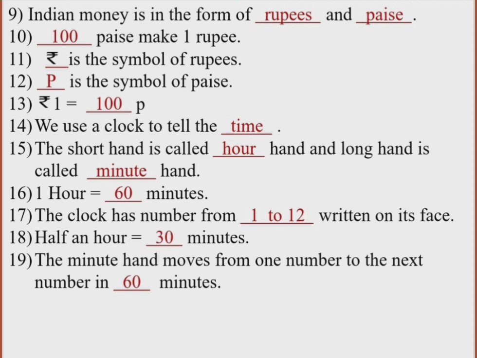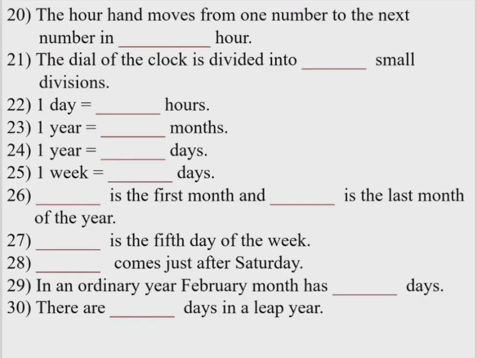Now we are going to see the next page. Fill in the blanks number 20. The hour hand moves from one number to the next number in dash hour. 21. The dial of the clock is divided into dash small divisions. 22. 1 day is equal to dash hours. 23. 1 year is equal to dash months. 24. 1 year is equal to dash days.